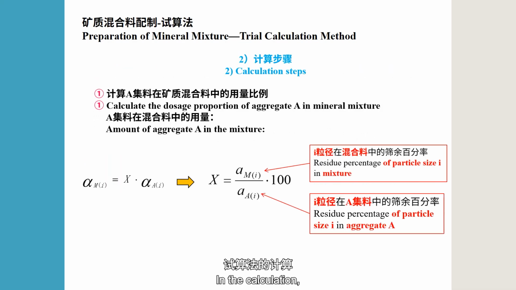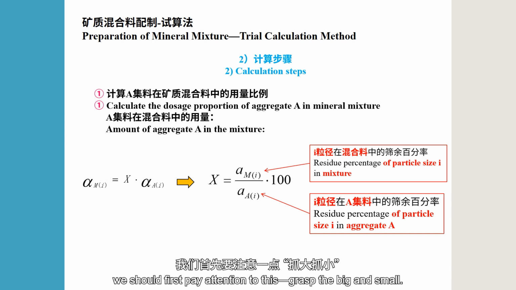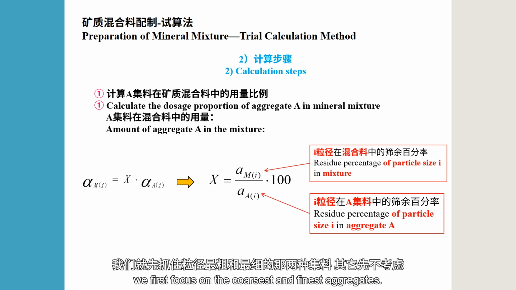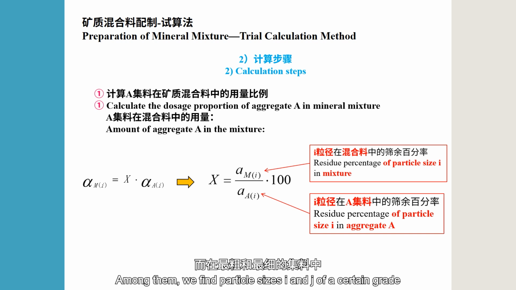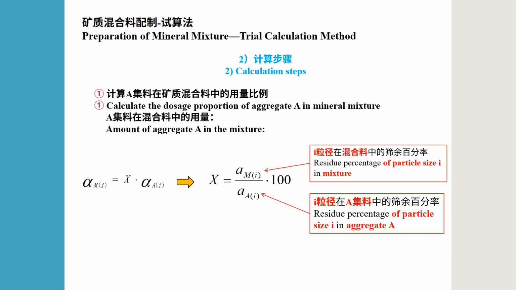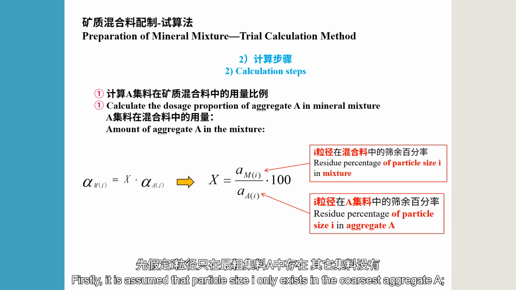In the calculation, we should first pay attention to this. Grasp the big and small. What does this mean? It means that among all kinds of aggregates, we first focus on the coarsest and finest aggregates. Among them, we find particle sizes I and J of a certain grade with the most dominant content respectively. Firstly, it is assumed that particle size I only exists in the coarsest aggregate A.